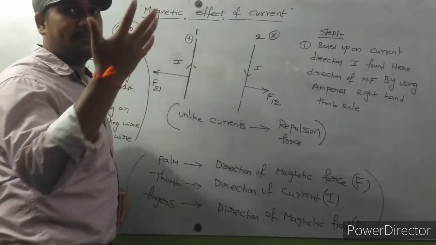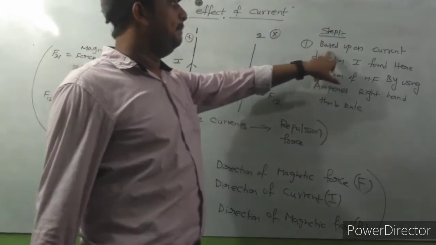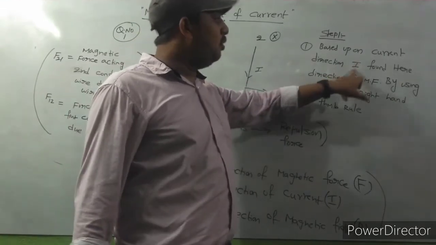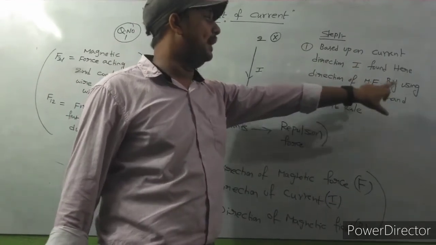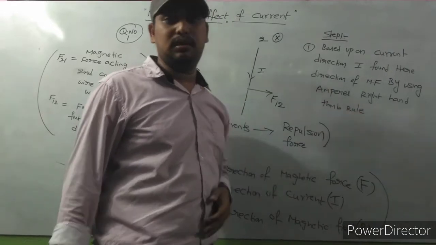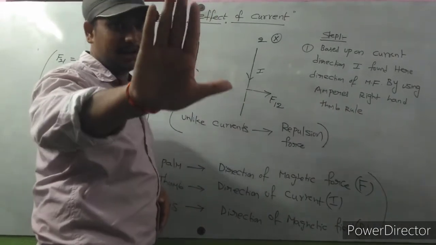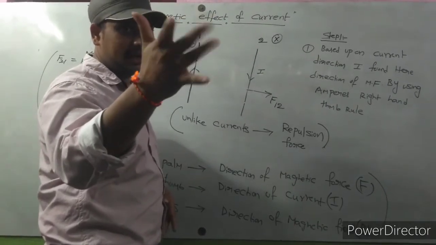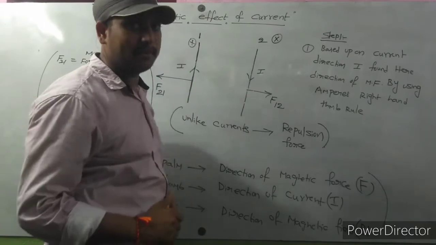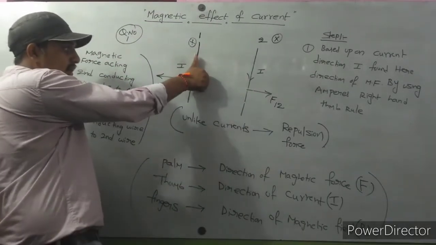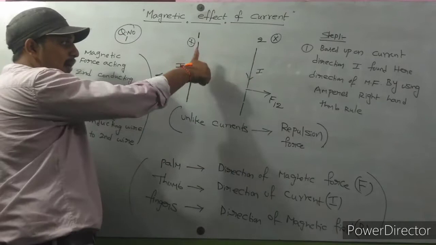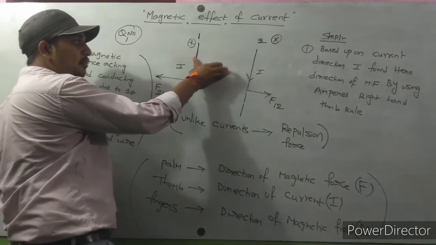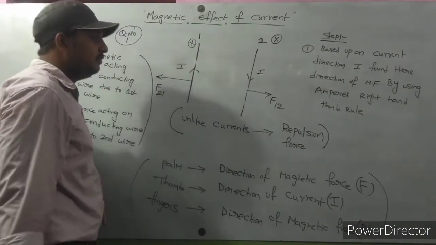Now observe carefully. How do we find the direction of magnetic field? Step 1: based upon current direction, I find the direction of magnetic field using Ampere's right hand thumb rule. The thumb indicates the direction of current, and the curling fingers indicate the direction of magnetic field. The current direction is upward, so I place the thumb upward. What is the direction of magnetic field here? Into the face.